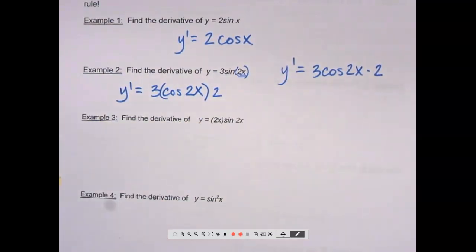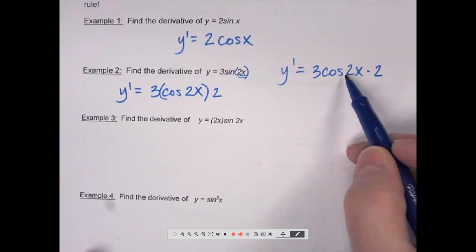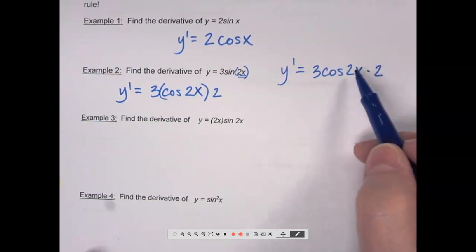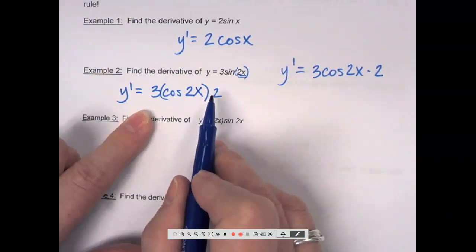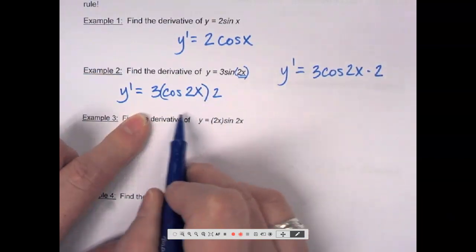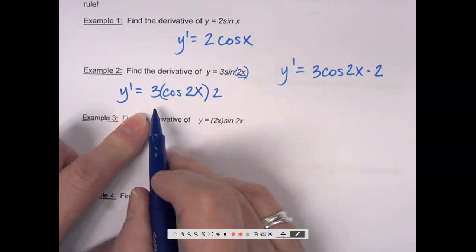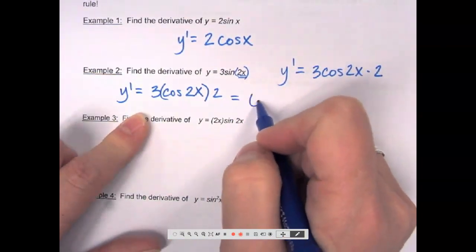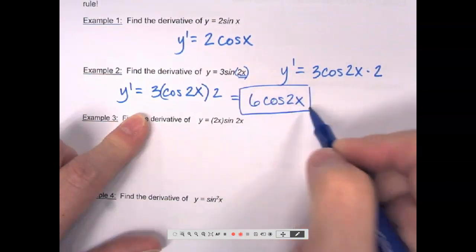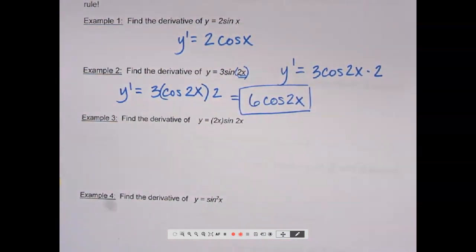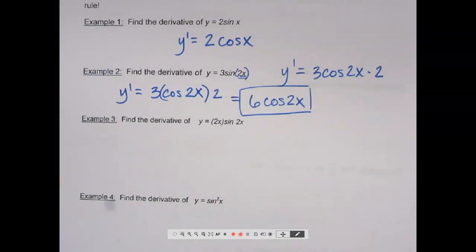It's not really wrong writing it that way, but wouldn't you maybe be tempted to make that a 4x? Okay, so this way I can see, oh, these are not multiplied. Really, the 3 and the 2 are multiplied. And I'm going to get 6 cosine 2x. Question on that one?